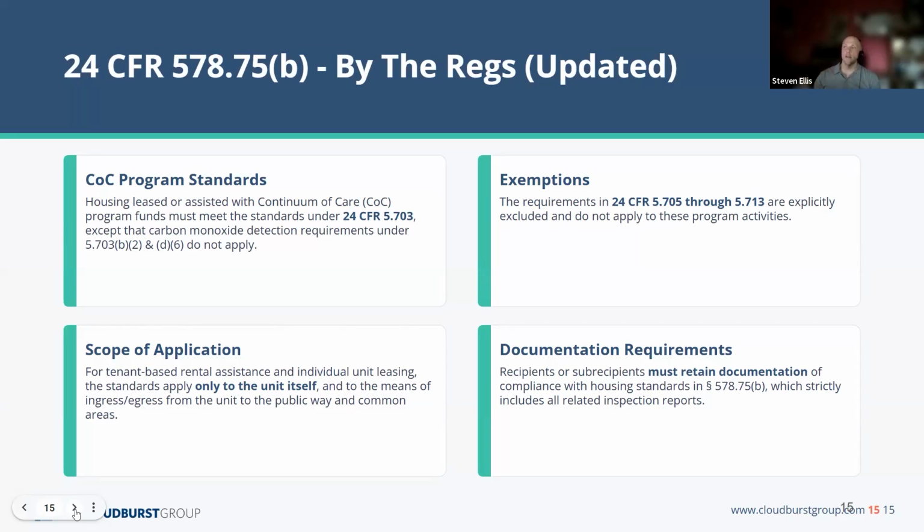The regs talk a little bit about the scope of applications. Particularly, this is one place that the implementation notice is going to be important because it says for TBRA and individual unit leasing, the standards apply only to the unit itself and to the means of egress from the unit and public way and common areas. That is something that's different for Inspire for COC regulations that other programs haven't talked about. I've done this presentation and folks ask questions about that, and I'll say, your guess is as good as mine until HUD tells us in an implementation notice.